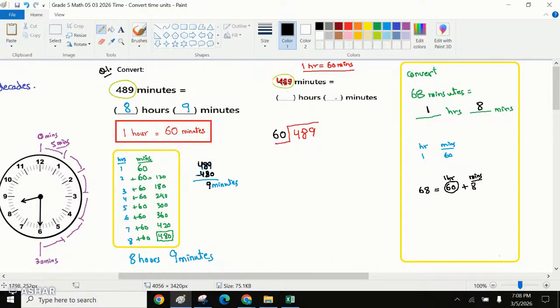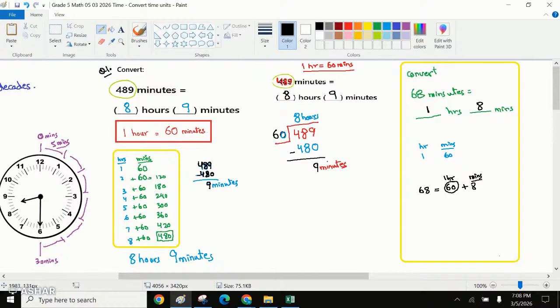6 times 5 is 30, right? 6 times 6 is 36. 6 times 7, 42. But 6 times 8 is 48, right? So 6 times 8 is 48 and there was a 0, we put a 0 over here. We simply subtract and we are left with 9 minutes and 8 hours. So we can say 8 hours and 9 minutes. Okay.